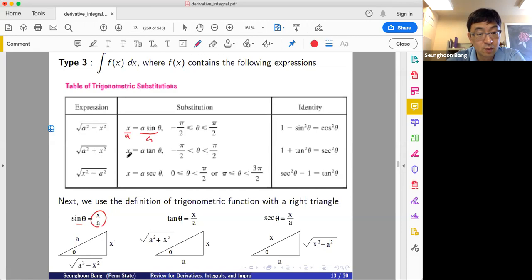Second one, divided by a on both sides, tangent theta is x over a. That's opposite over adjacent. How can you find the hypotenuse? You can use the Pythagorean theorem. The last one, divided by a, so we have secant theta is x over a. That's hypotenuse over adjacent. By using the Pythagorean theorem, you can find the opposite, the square root of x squared minus a squared. That's the whole idea.